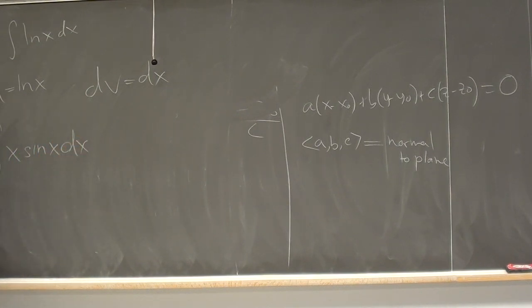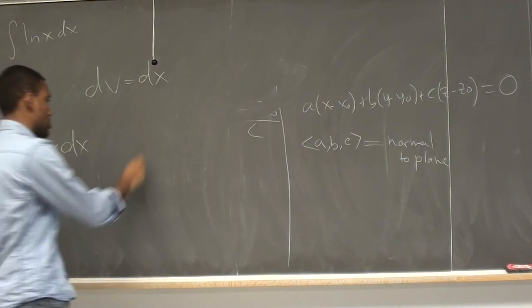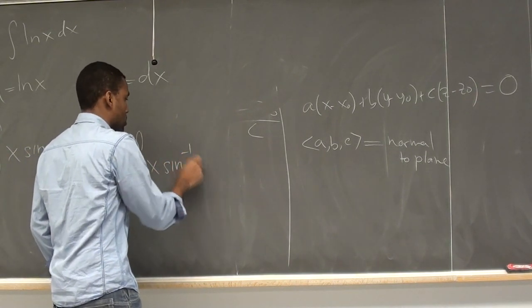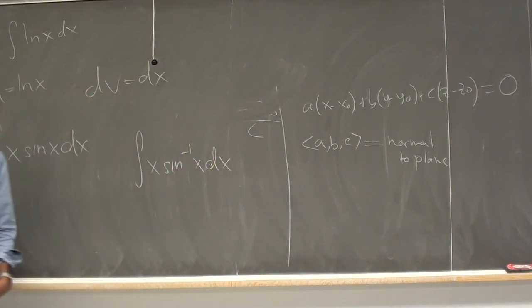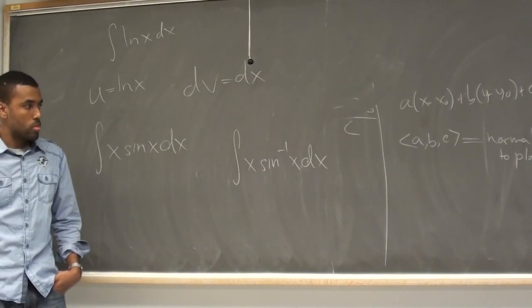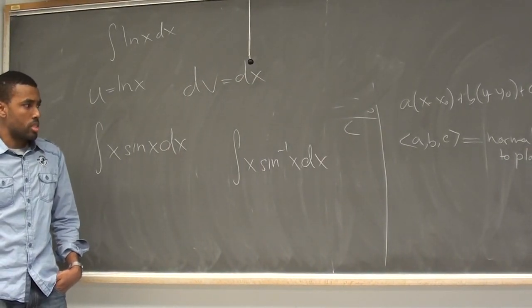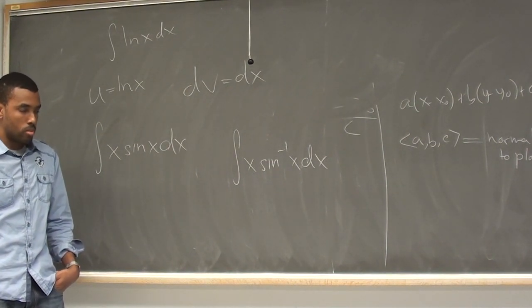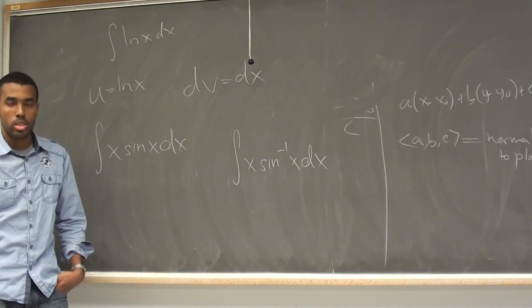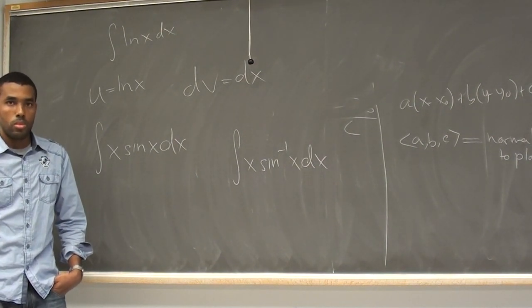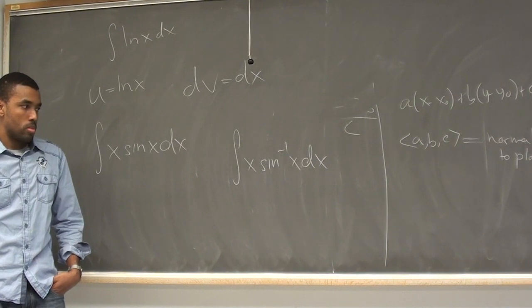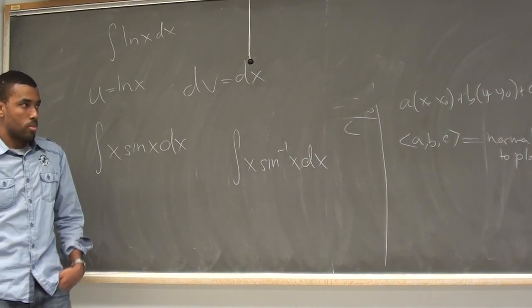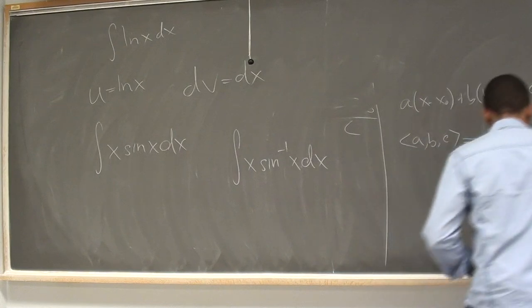How do you integrate that? What are your parts? u is x, and dv is sine. How do you integrate that? Same thing, but you can always integrate arctan, can't you? There's arcsine, I think it's 1 over radical. Okay, by parts. What are the parts? u is x, dv is arcsine, and integrate using 1 over radical 1 minus x squared.